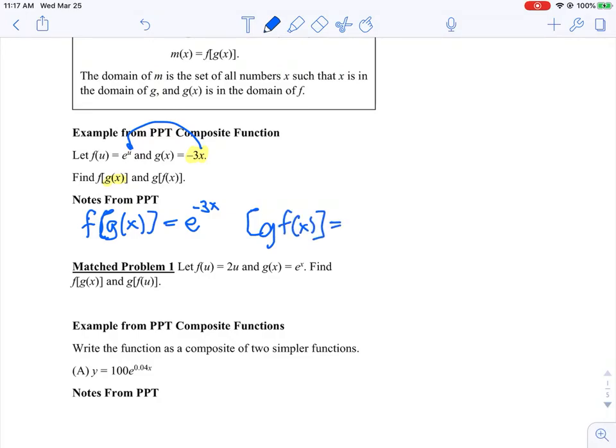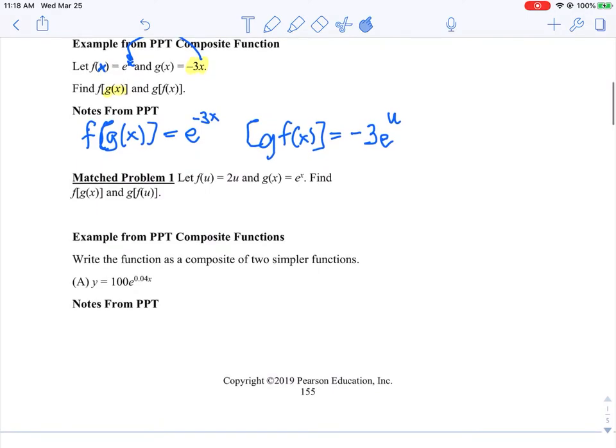And if we do the reverse, g of f of x means that now I put the f of x in place of the x in the g of x function. So this would be negative 3, and I replace the x with e to the u. And certainly you could change that to x's. Okay, so you try match problem number 1.